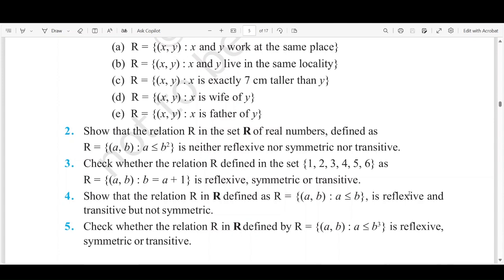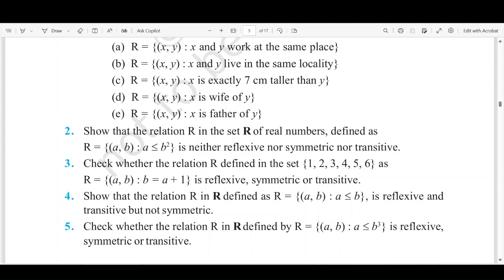When you consider two elements x and y such that x is related to y, so x is exactly 7 centimeter taller than y. You cannot say y is exactly 7 centimeter taller than x because already we know x is taller than y. So you cannot say y is taller than x. So the relation R is not symmetric.